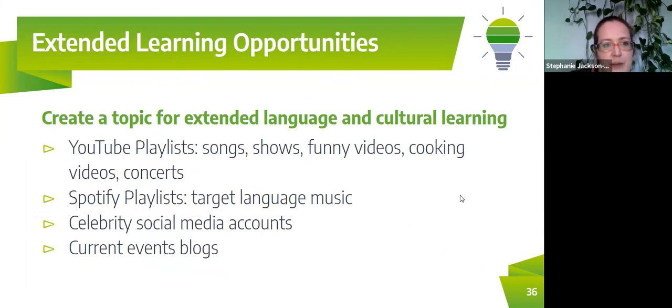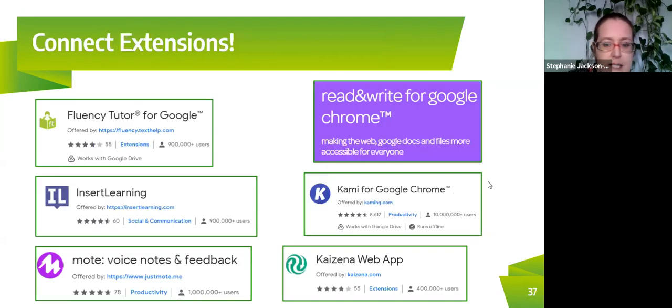We talked earlier, when we talked about topics, about having an extended learning topic. Some things that you could put in there: YouTube playlists, some songs, shows, funny videos, cooking videos, those kinds of things. Concerts are a great one. Spotify playlists, celebrity social media accounts, current events blogs. Maybe a new movie in the target language came out on Netflix that you're really excited about. You could put the link there to the description or whatever, and give students that opportunity to explore the language outside the time of the class, and give them something to extend that learning.